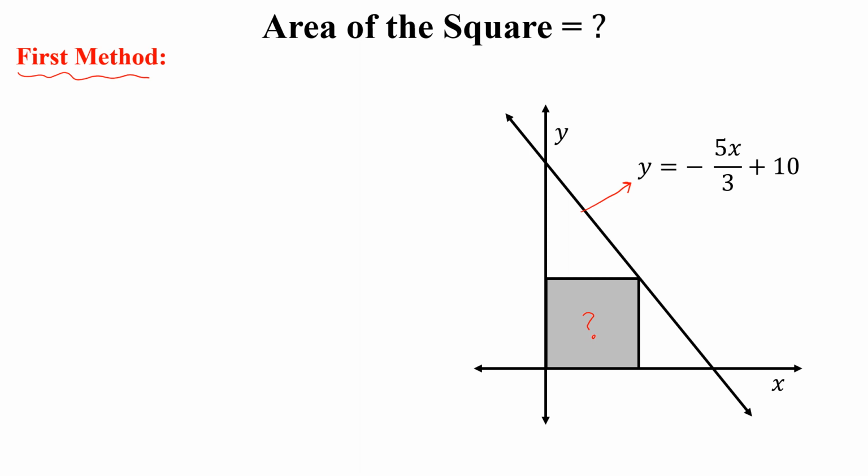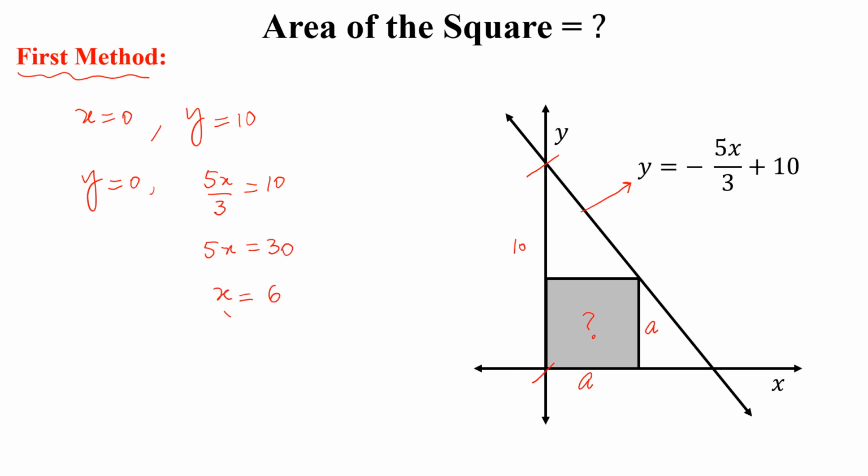The first method is, let this length be a, then this length will also be a. If we put x equal to 0, we will get y equal to 10. So this length from here to here is 10. Now if we put y equal to 0, we will get 5x by 3 equal to 10 and 5x equal to 30, and from here we get x equal to 6. So this length is 6. Now this length will be 6 minus a.